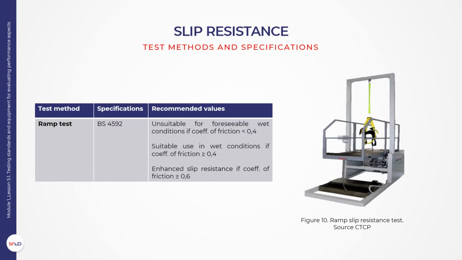The recommended values are as follows. Unsuitable for foreseeable wet conditions if coefficient of friction is less than 0,4. Suitable for use in wet conditions if coefficient of friction is greater than or equal to 0,4. Enhanced slip resistance if coefficient of friction is greater than or equal to 0,6.